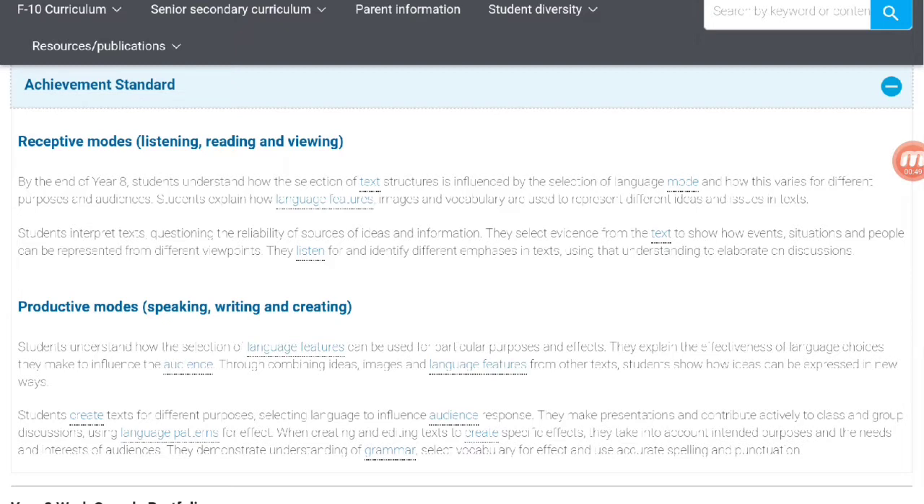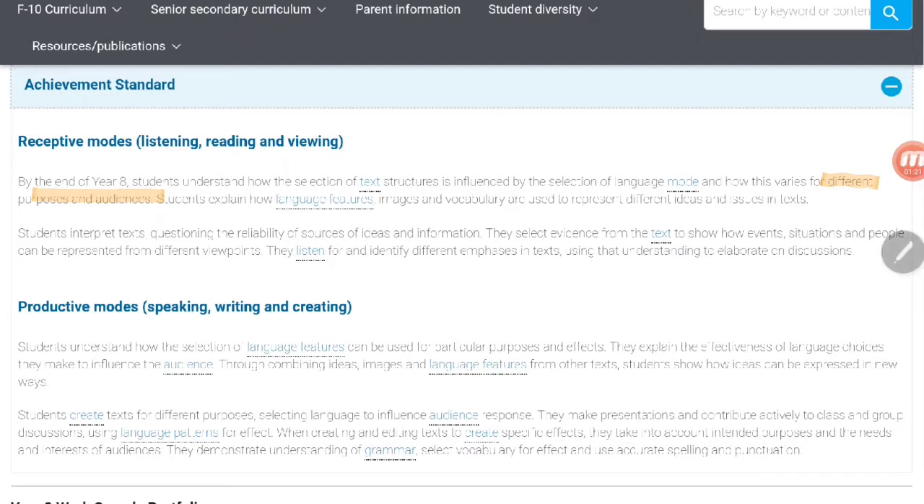Now, we don't have to do all of it. This is really just checking to see what we are covering. So I'll highlight it as we go. So receptive modes, what are students being asked to do? It's an anthology, a rationale. By the end of Year 8, students understand the selection of text structures is influenced by the selection of language mode and how this varies for different purposes and audiences. Well, they're certainly thinking about different purposes and audiences. We established that with those 4 critical components, which is why you want to make sure they're embedded in your task.